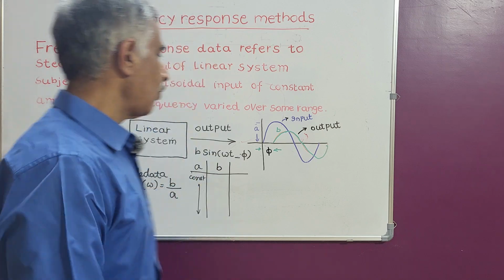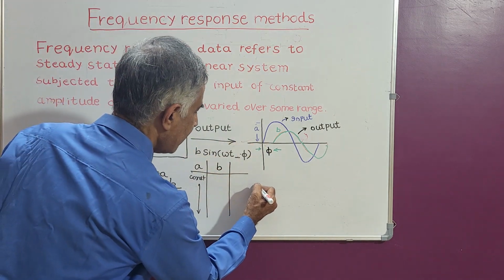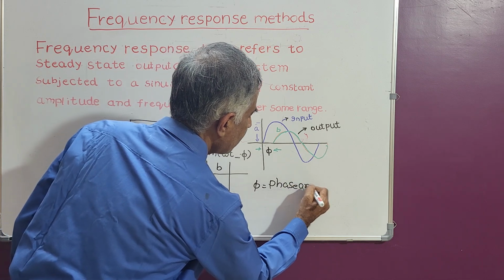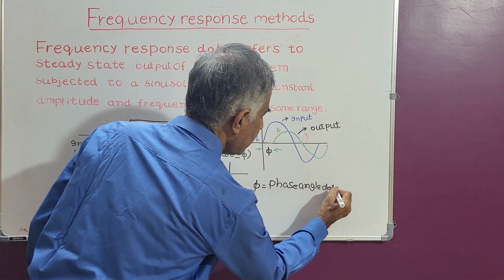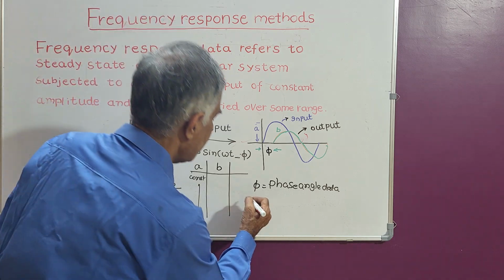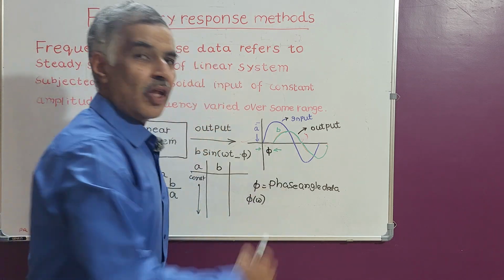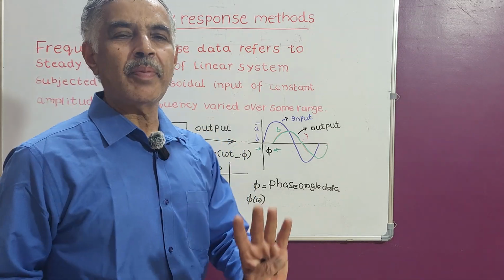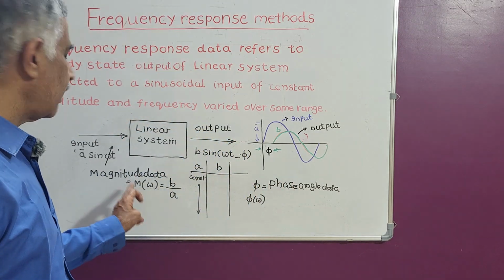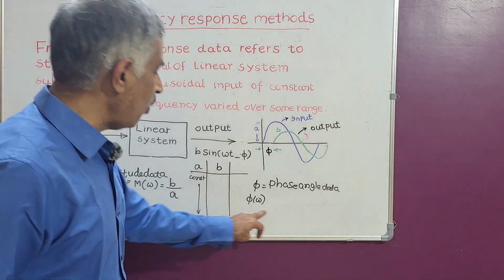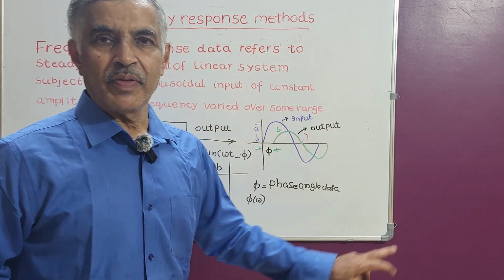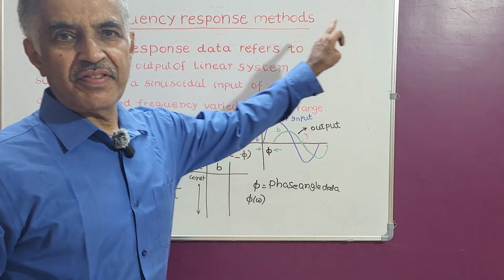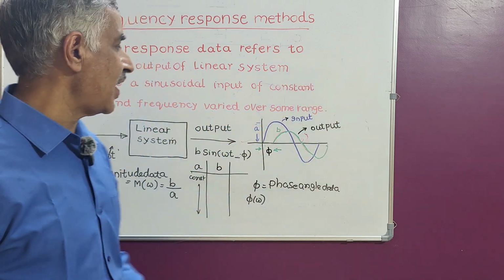And another data, normally you will not record this, even using CRO. You can record phi. So phi is what is called as phase angle data. You can also measure phi using CRO. But normally we teachers will not instruct the student to record phi omega. Normally we ask you to record M omega data. So phi omega is what is called as phase angle data. So these two data are very important in what is called as frequency response method or frequency response analysis.